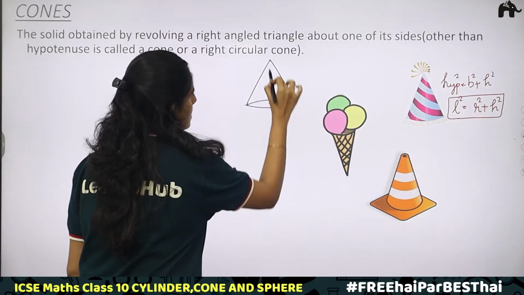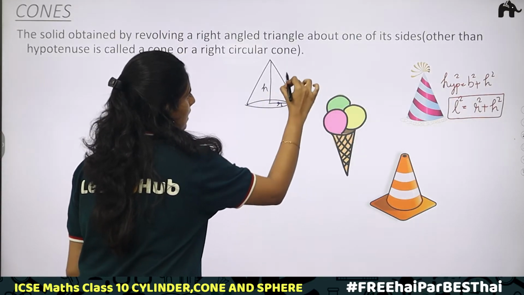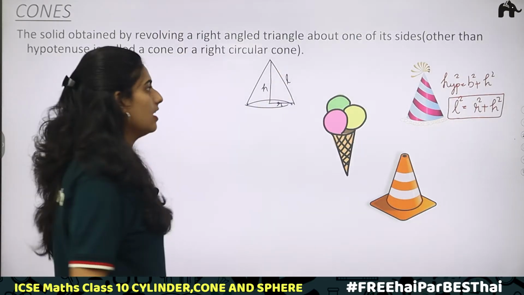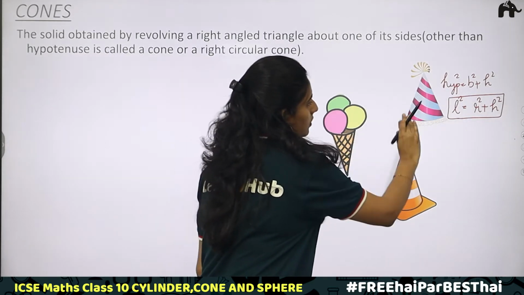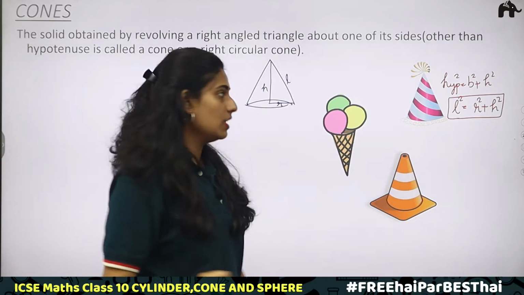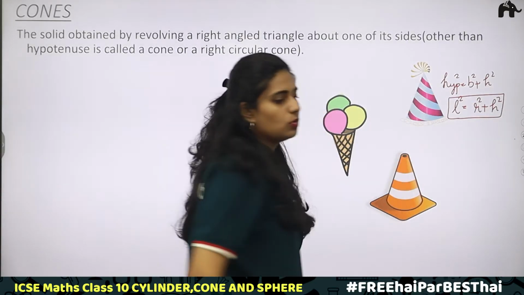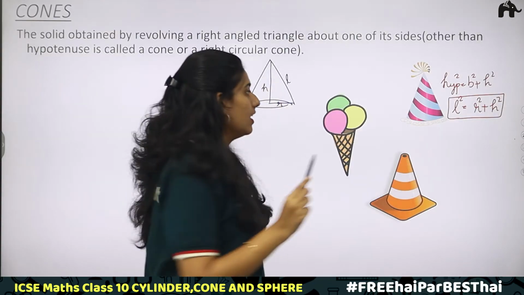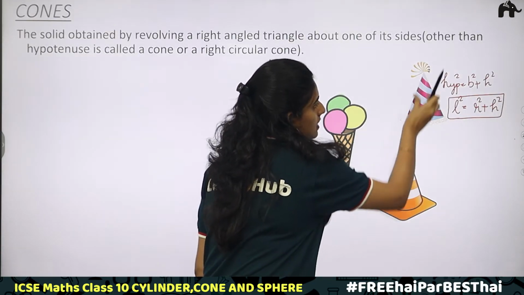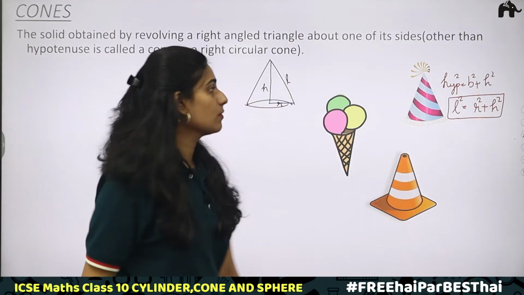This is radius, this is height, and this is slant height. So curved surface area is this part, not including the base. The cone without including the base, we get the curved surface area. That is the area of this part of the cap.